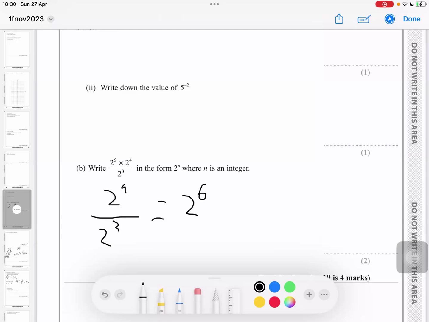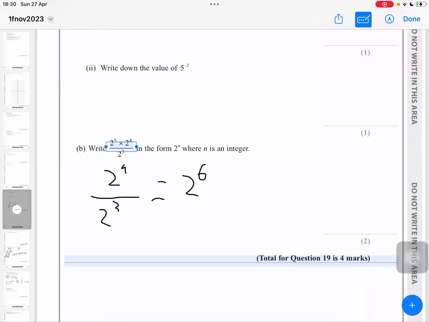Okay, so it looks like when I reminded you of the multiplication, you remembered the division too, right? Yes. Okay, beautiful. I like that. Okay, so we've gotten the answer. n is 6. 2 raised to power 6. Okay, let's move on.